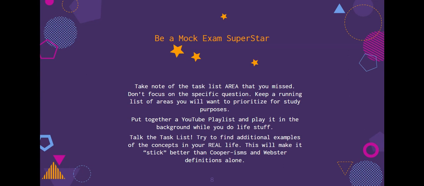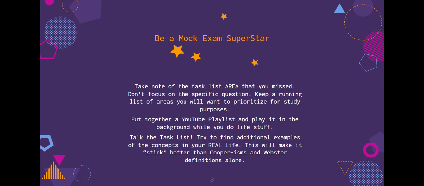To really make the mock exam worth it, you can use the feedback in a few ways. Take note of the task list area that you missed. Don't focus on the specific question, but keep a running list of areas you'll want to prioritize for study purposes later. Put together a YouTube playlist and play it in the background while you do life stuff. Simply copy and paste the YouTube links that are in the feedback and add them to your playlist as you go. Don't forget to talk the task list. Try to find additional examples of the concept in your real life. This will make it stick better than Cooper and Webster definitions alone.